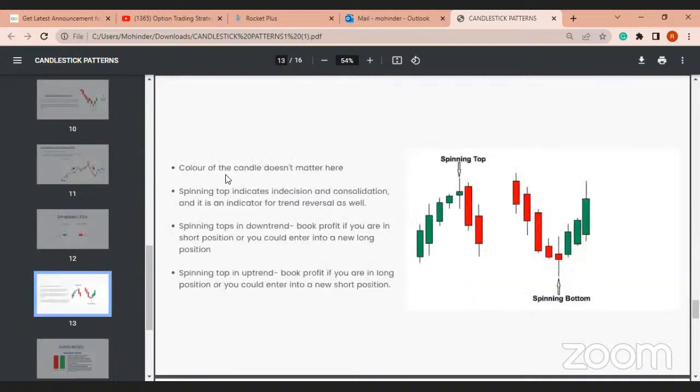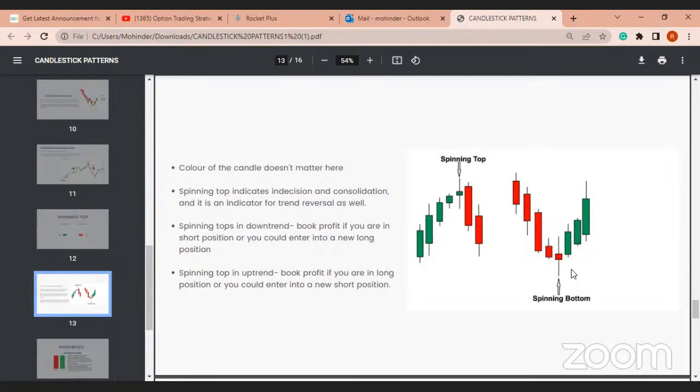The color of the candle doesn't matter here. Spinning top indicates indecision and consolidation, and it is an indicator for trend reversal as well. So what do we mean by trend reversal? Just like what we learned in the previous ones, like the hammer or spinning top, if it is in an uptrend and it forms a candle indicating that it might go a different way, and then it comes down from there, that is trend reversal. After an uptrend, if a candle is formed indicating that there is pressure from the sellers, and from then on it comes down, that is called trend reversal.